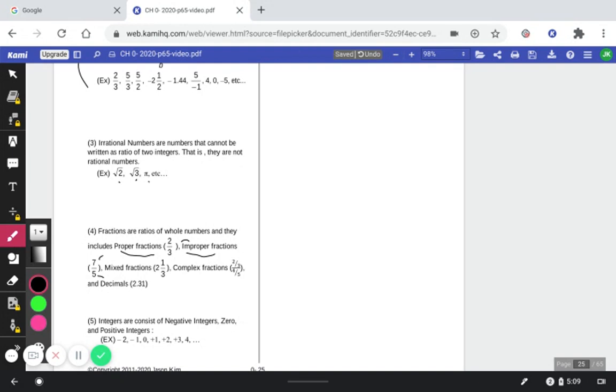Now, a mixed fraction or mixed number is where an integer and a fraction are mixed together. A complex fraction is a fraction inside of a fraction, like 2/3 over 4/5. A decimal fraction is one with a decimal point, like 2.31. That's a decimal fraction, or in short, we call them decimals.